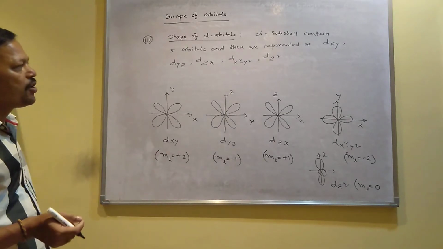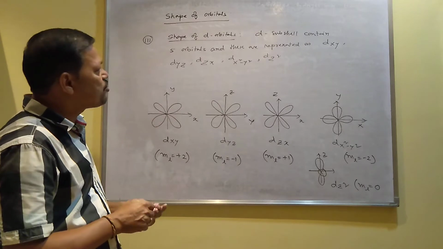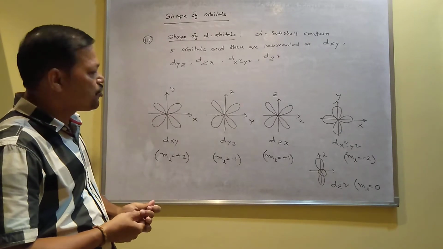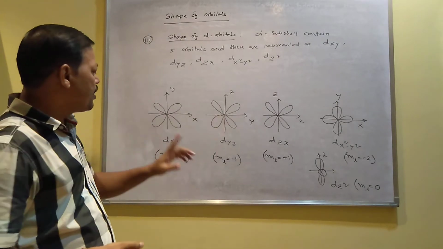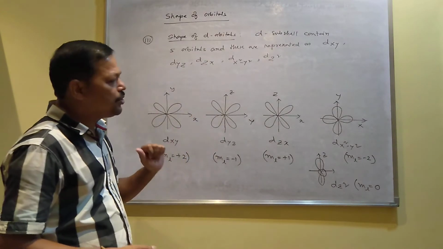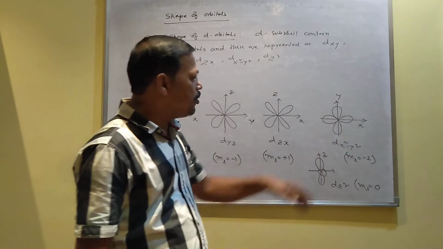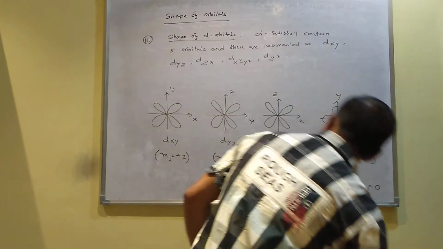So a d subshell contains 5 orbitals, and they are named as dxy, dyz, dzx, dx square minus y square, and dz square. And their shapes are like this. The shapes of xy, yz, and zx, their loops are in between the axis, and in case of dx square minus y square and dz square, their loops are on the axis.